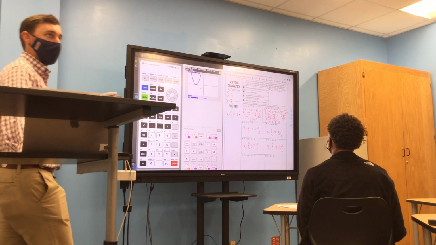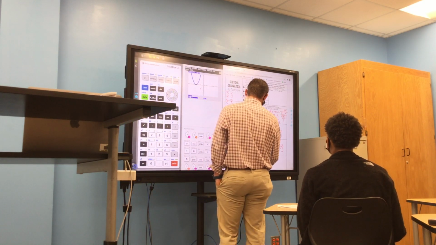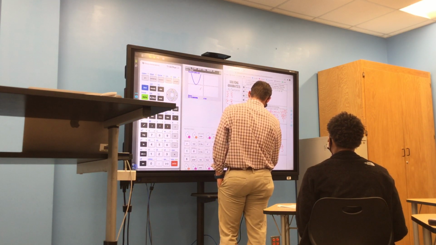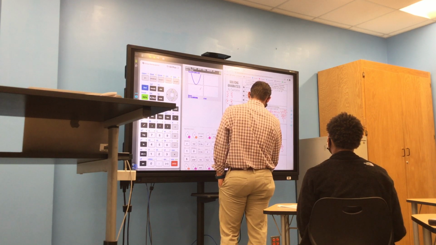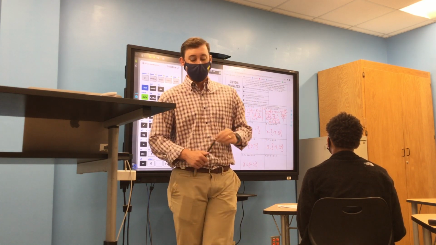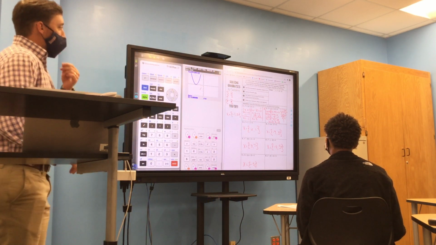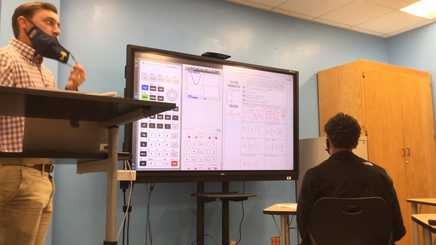So my solution for number 7 is x is equal to negative 5. And that's the only one, because that's the only spot where this is ever gonna cross the x-axis. Any questions there?